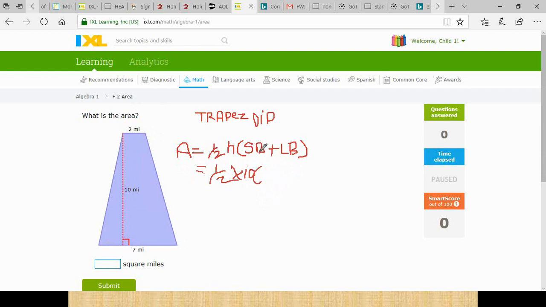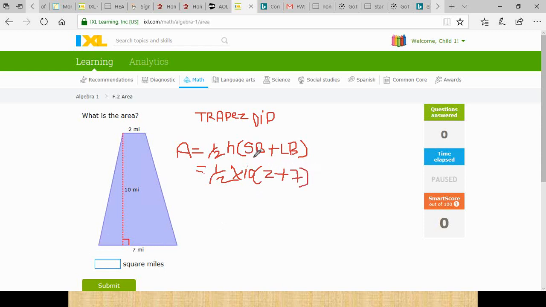In brackets, the short base. What's the length of the short base? No, this is the long base. The short base is shorter than the long base. So you have two bases in a trapezoid. One is the short base and the other is the long base. What's the length of the short base? 2. And the length of the long base? 7.